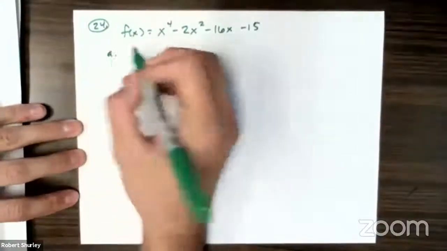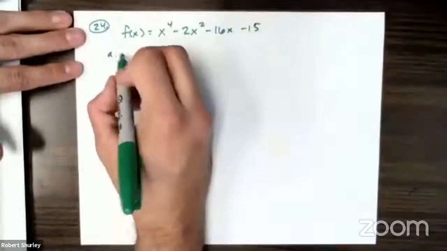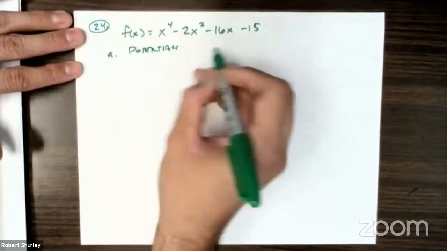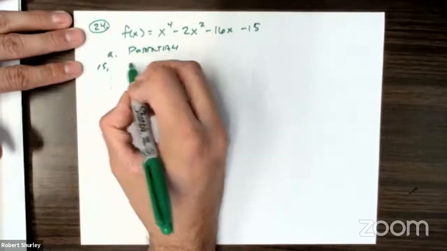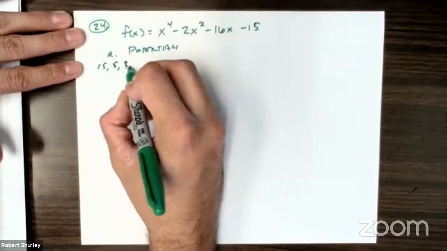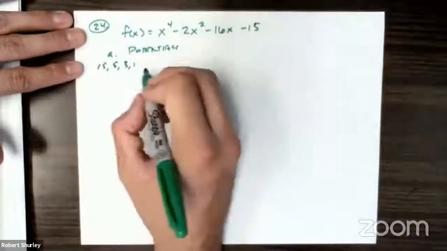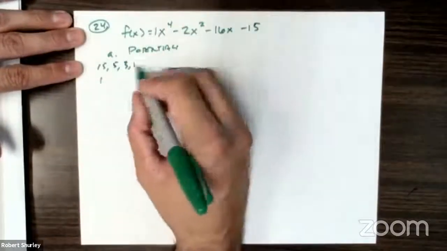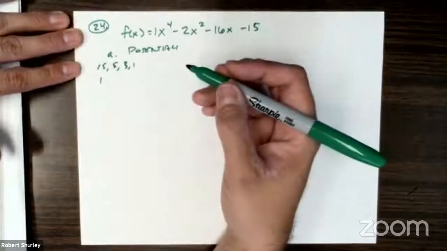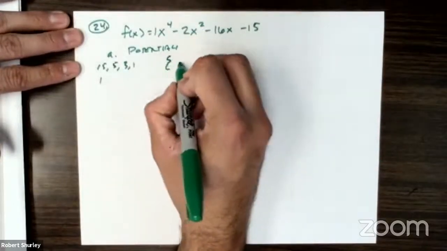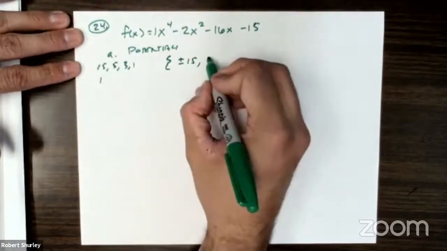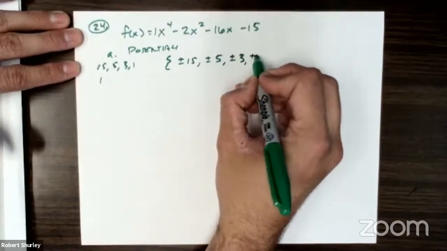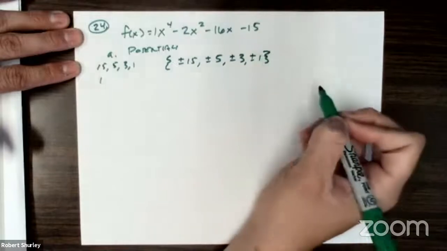Automatically, I'm writing it as a function. So part A, just because we've been doing it already, let's do the potentials again. And again, it will be kind of nice. So 15 is 15, 5, 3, and 1, right? Those are all divisible into 15. This coefficient is just 1, so it just makes it the factors of 15. So plus or minus 15, plus or minus 5, plus or minus 3, and plus or minus 1.